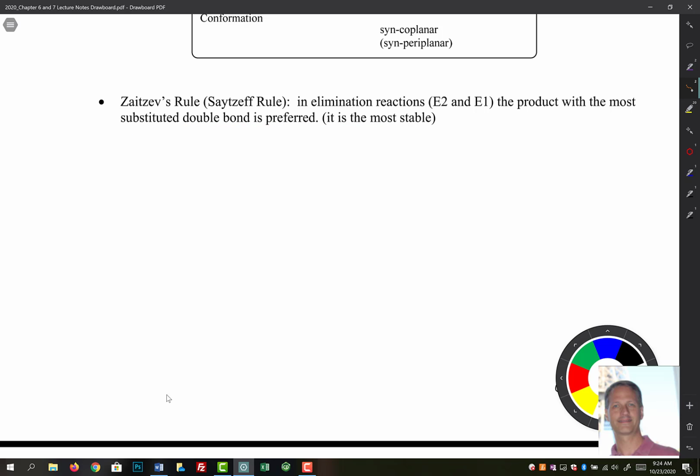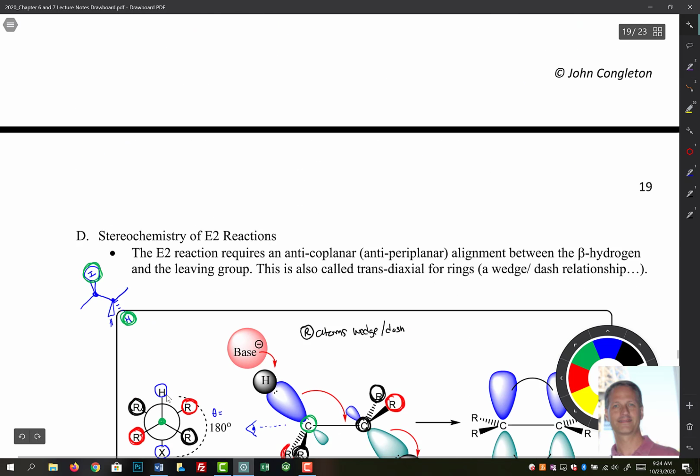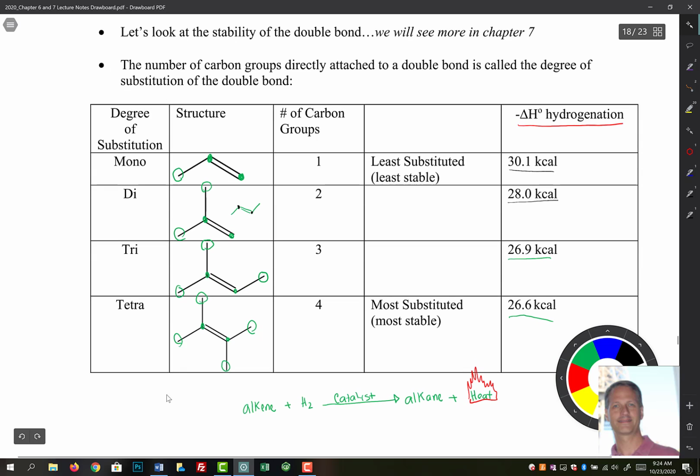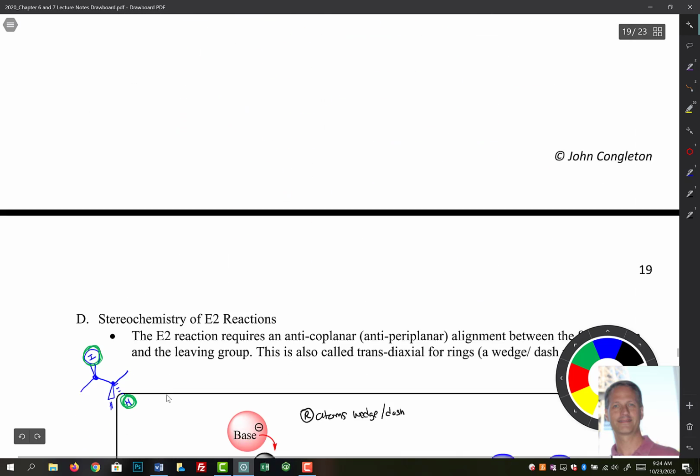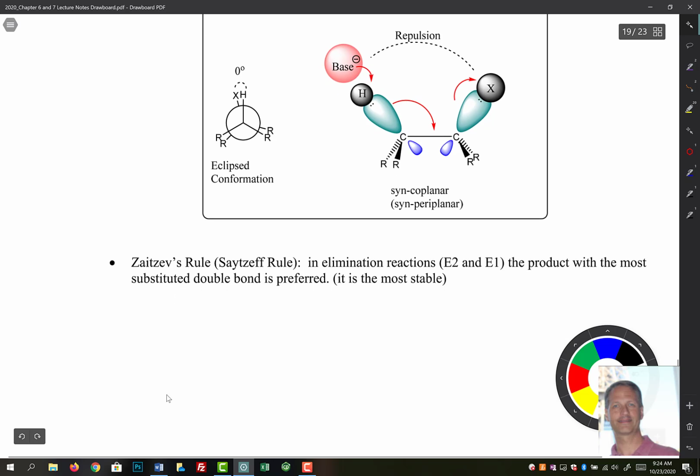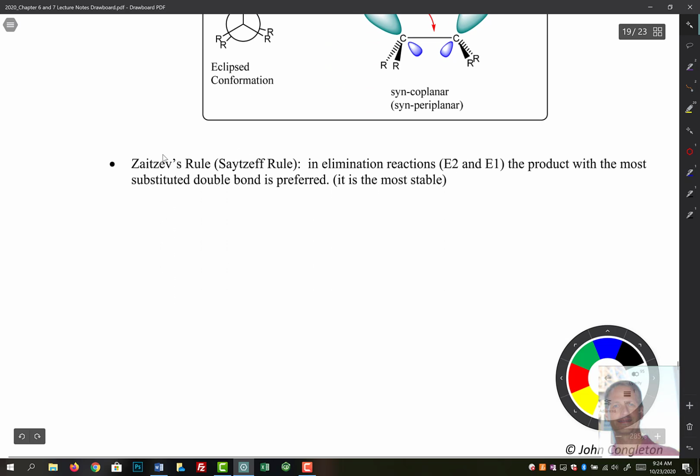It's the most stable. We already intuitively know this because we talked about the heats of hydrogenation in our last lecture and saw, for example, that a tetrasubstituted alkene was more stable than a monosubstituted alkene. Remember this little table that we looked at. This table confirms Zaitsev's observation that the most substituted alkene is going to be the most stable and typically the most preferred. Now there are going to be some cases where we get something called the anti-Zaitsev product.